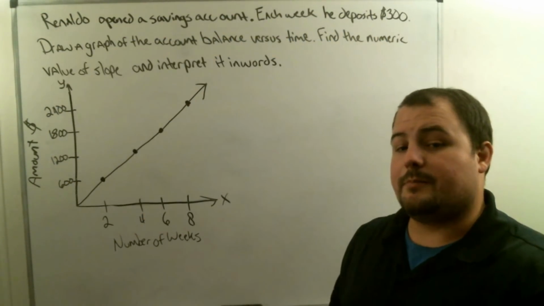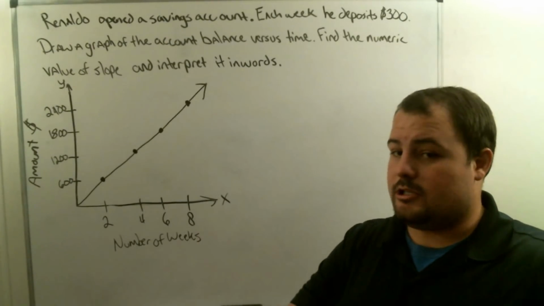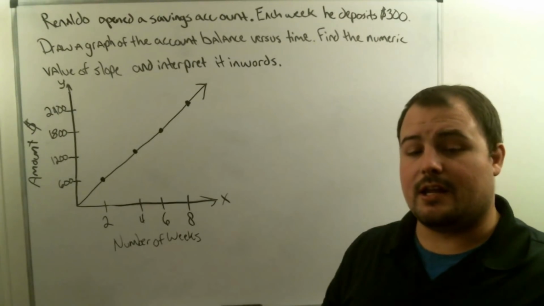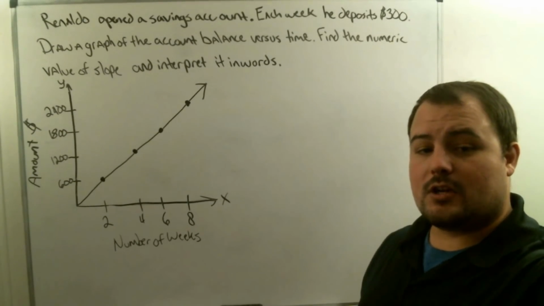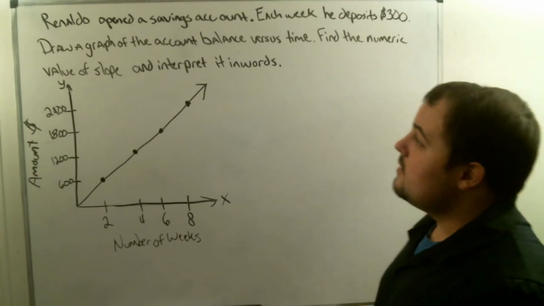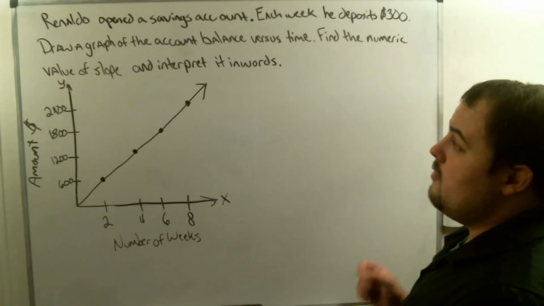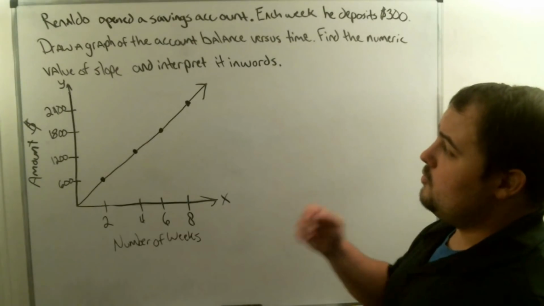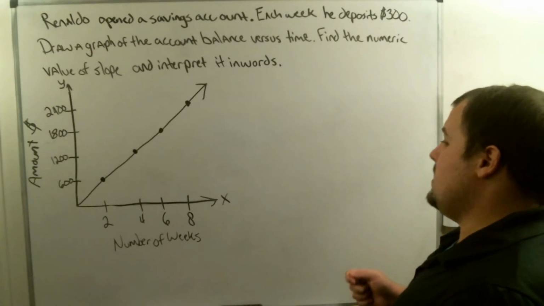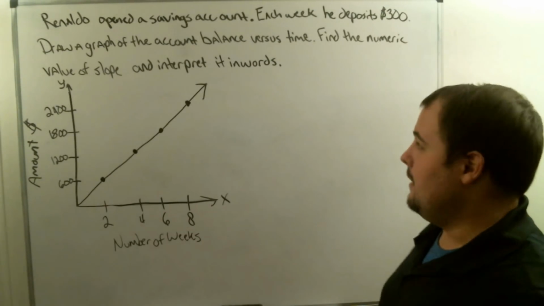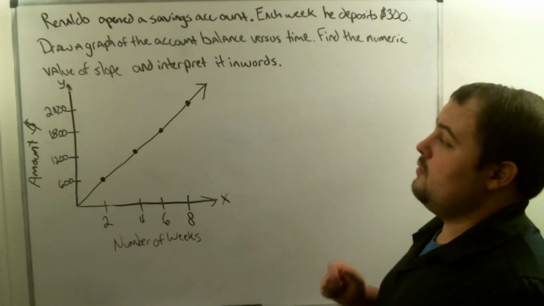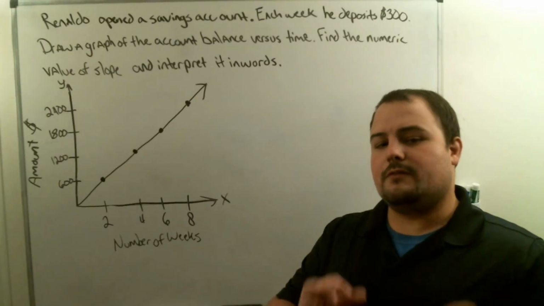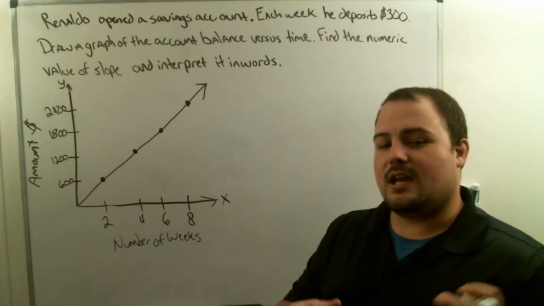In our third example, we're actually looking at a graph that's already done for us, and we have a story problem. So let's go ahead and read that story problem, see if we can figure out what the answer is going to be for this problem. So here it says Ronaldo opened a savings account. Each week he deposits $300. Draw a graph of the account balance versus time. So here we already got the graph drawn. Find the numeric value of slope and interpret it in words. So what we need to do is find the numeric value of slope and interpret what that actually means.